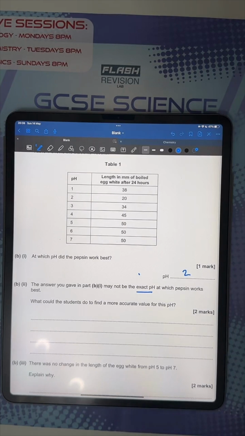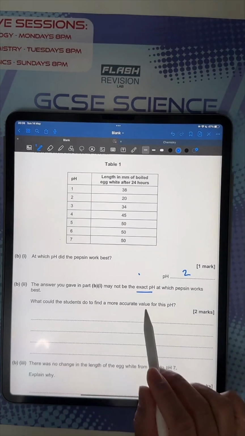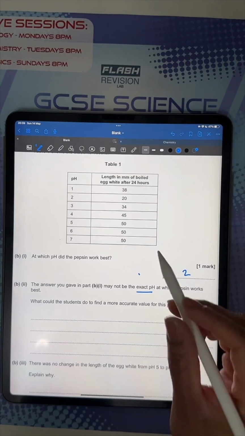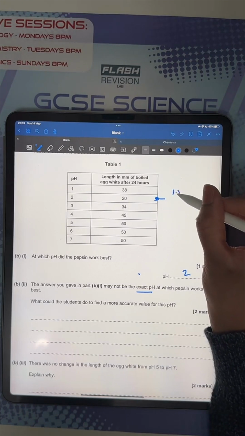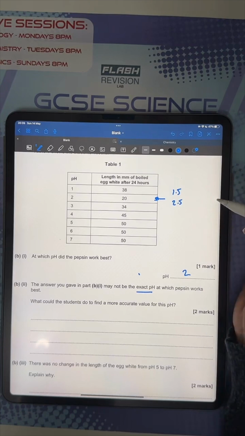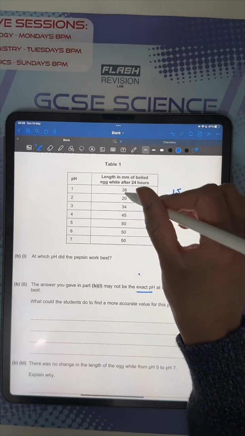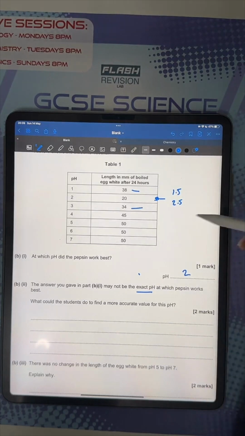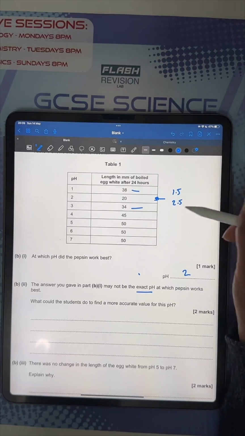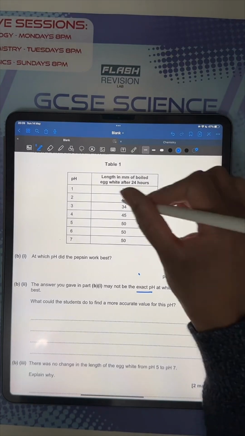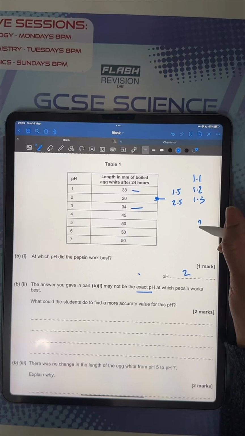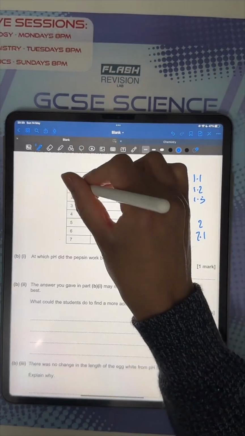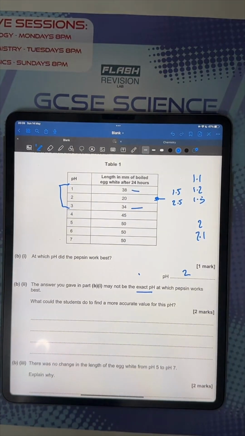Exactly. Yes, you need to try more pH values. What this question is asking is that it may not be the exact pH, because we know it's around 2, but we don't know. It could be 1.5, it could be 2.5, it could be 2.1, 2.2. We don't know, but we know it's somewhere between 1 and 3, right? We know the best pH is somewhere there. We just don't know exactly what pH it is. So what we should do is try more experiments, maybe at 1.1, 1.2, 1.3, all the way to 2, then 2.1, all the way to 3. So between these ranges, you just want to do more tests.